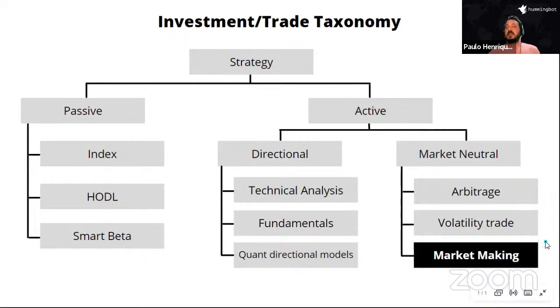And we have market making, where the focus for market makers is to take the small movements from the markets and capture the spreads that happen during these small movements. So that's basically why it's market neutral. You don't necessarily need to find the right trend or the right market direction to have a good market making strategy.